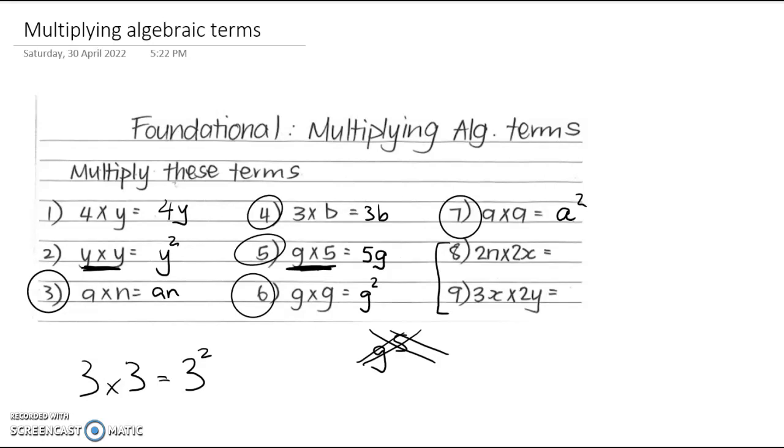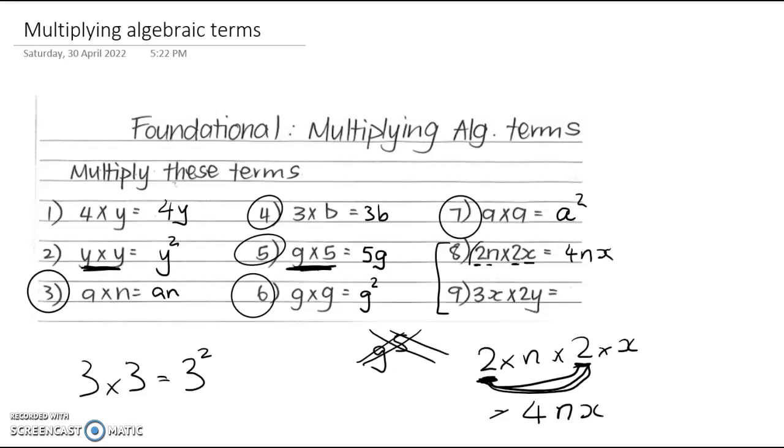Okay, now these last two, we've got 2n times 2x. We could write that as 2 times n times 2 times x. And then we can see that we can times the numbers together first. So 2 2s are 4. So it's just going to be 4 times n times x. So 4nx. So we're going to times these numbers together. The same thing in the next one. 3 times x times 2 times y gives me 6 times x times y.